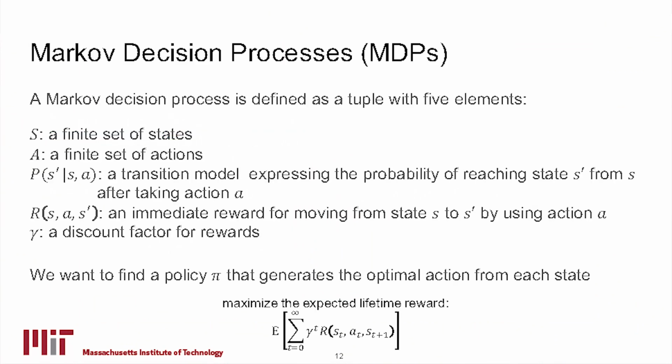So MDPs have a set of states, a set of actions you can take, a transition model, so essentially what's the probability of reaching some state if you take an action, an immediate reward function, and a discount factor. This discount factor is important because it allows us to prioritize gaining an immediate reward as opposed to an uncertain future reward. So the concept of a bird in the hand is worth two in the bush. Now, we want to find an optimal policy that will essentially map the best action to each state. And what we hope to get from this is a maximized expected lifetime reward. So we want to maximize the accumulated reward we get over the time steps.